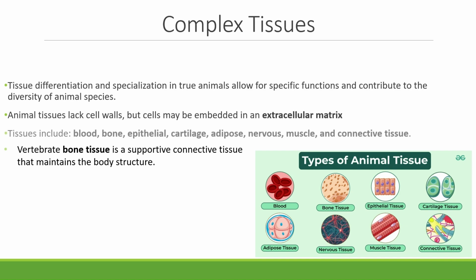Examples of tissues include epithelial tissue, which lines surfaces and forms protective barriers; connective tissue, such as bone and cartilage; muscle tissue for contraction; and nervous tissue for signal transmission. The emergence of organized tissues is a defining trait of the group called eumetazoa.